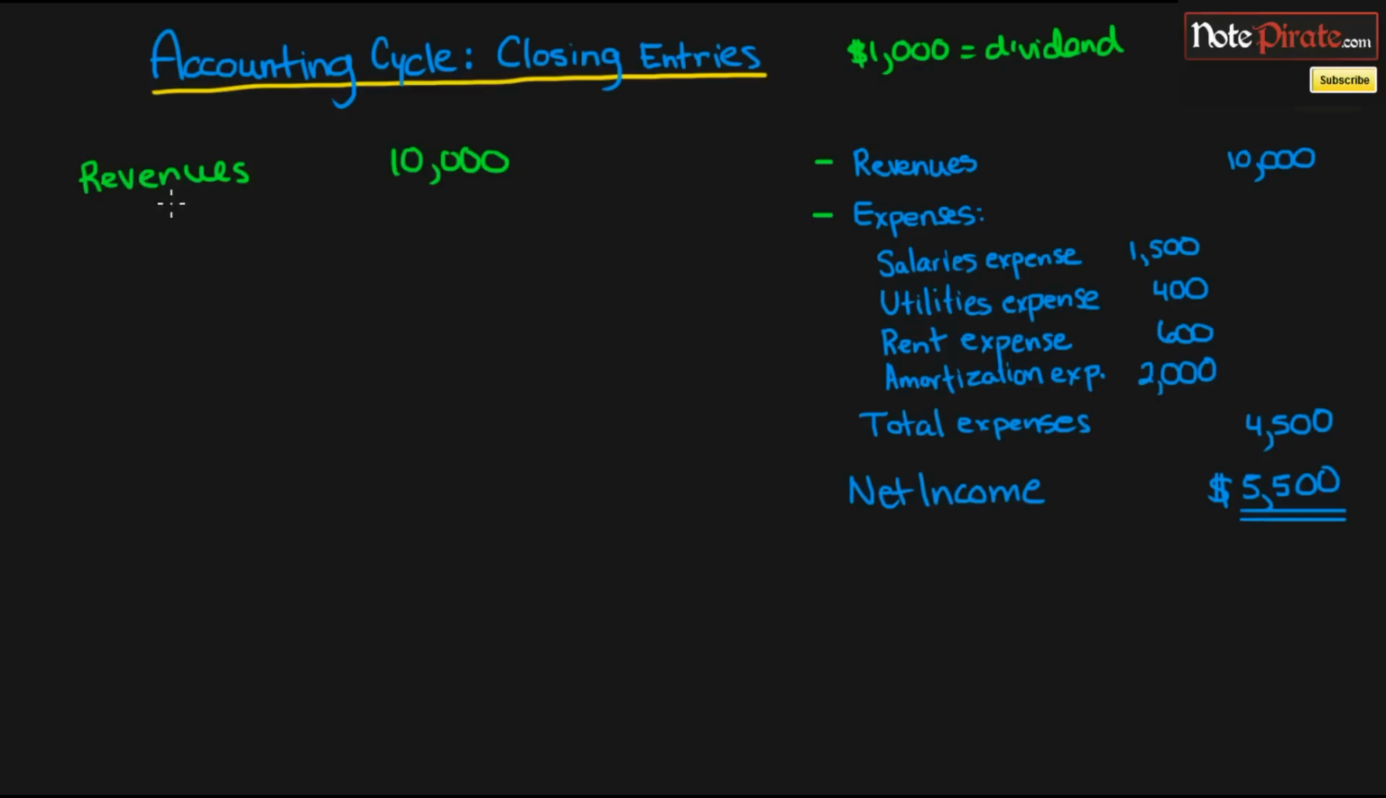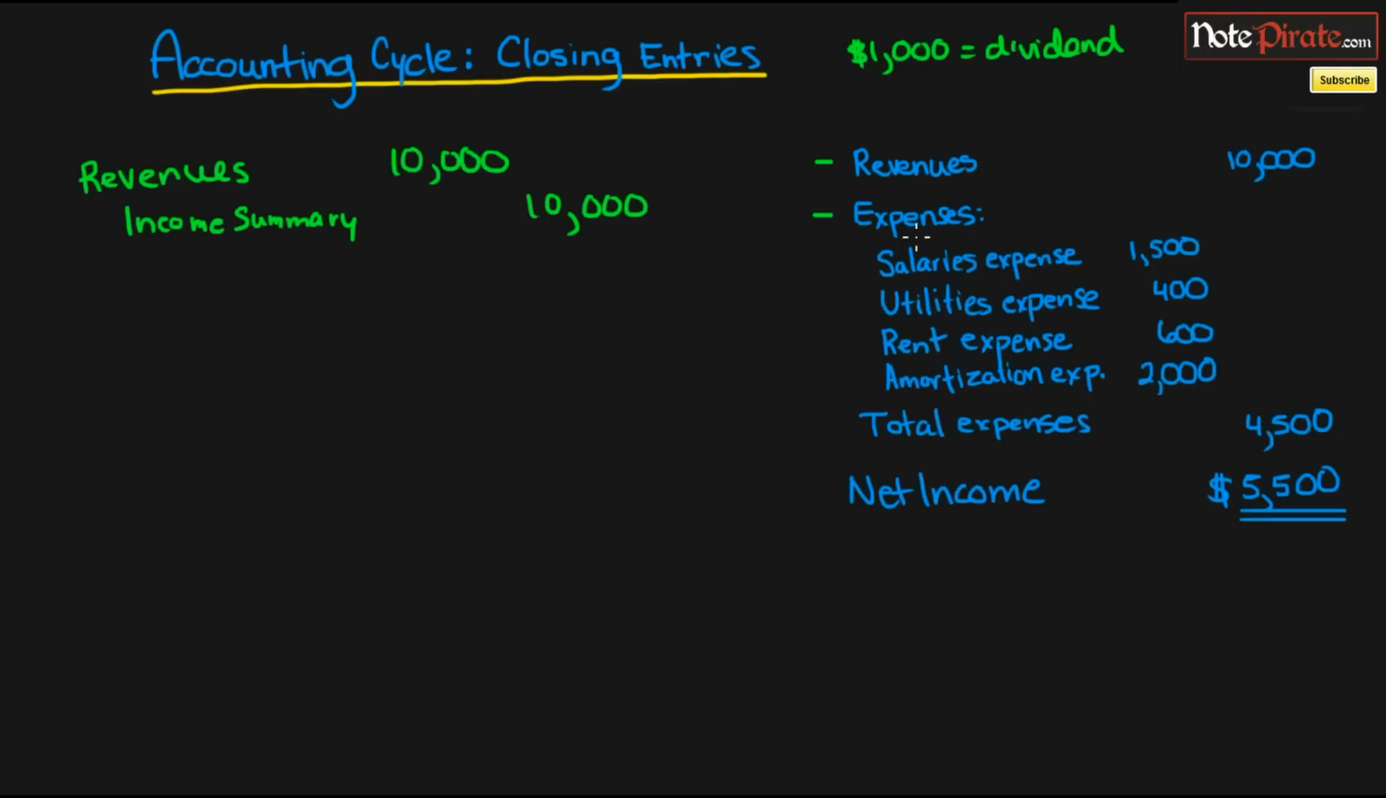Now, what's going to be our credit entry? Well, revenues have nothing to do with expenses, but revenues actually contribute to net income. So we're going to transfer the balance in revenues to net income, or our account called income summary. So income summary is net income. We're just transferring the revenues to income summary, or net income, for the meantime.